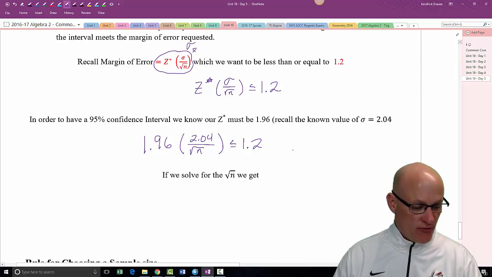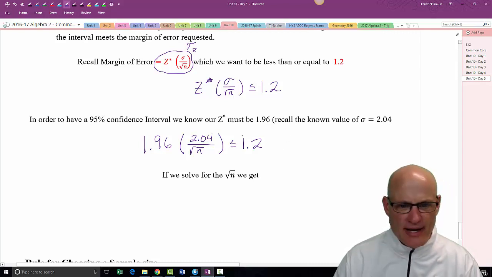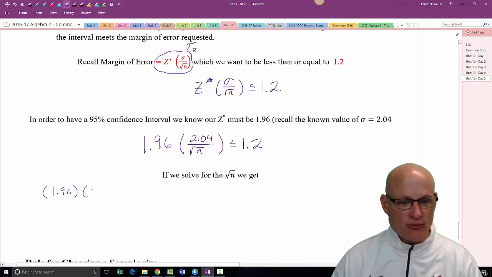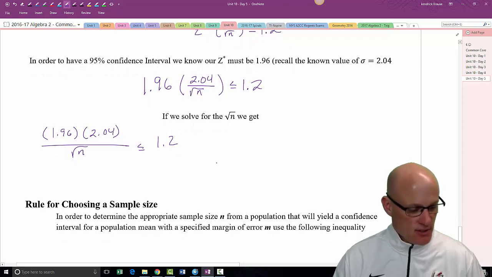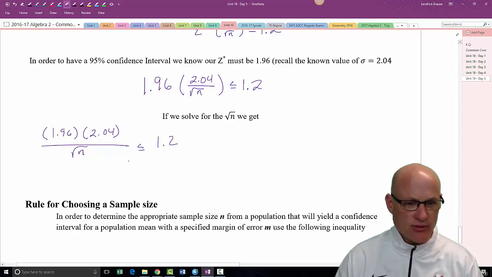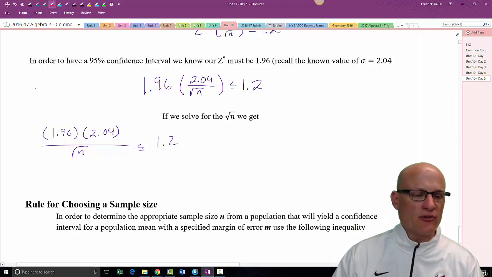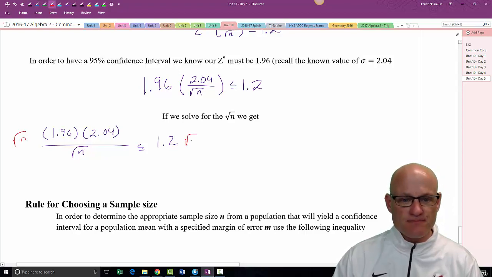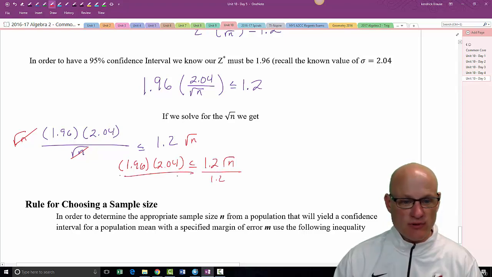All right. So how am I going to solve this? On the left side, really what I have is 1.96 times 2.04 all over the square root of n is less than or equal to 1.2. I guess I could cross multiply, but I hate doing that. I'm just going to multiply both sides by the square root of n. I think that's just easier. So these cancel, and now I've got 1.96 times 2.04 less than or equal to 1.2 times the square root of n. And now I'm just going to divide both sides by 1.2.